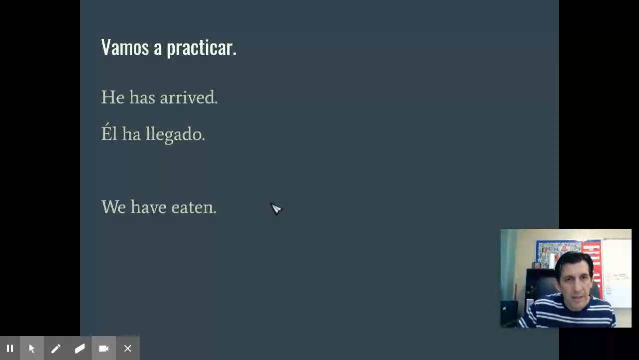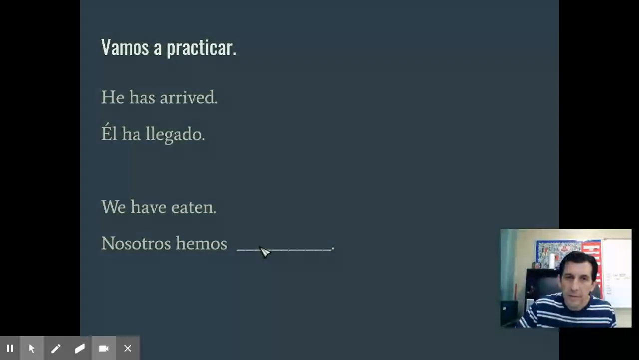We have eaten, so we is nosotros. So we need to have those haber conjugations down. Nosotros hemos, we have. And comer is to eat, right? Nosotros hemos, and then we drop the ER and we add ido. Nosotros hemos comido.